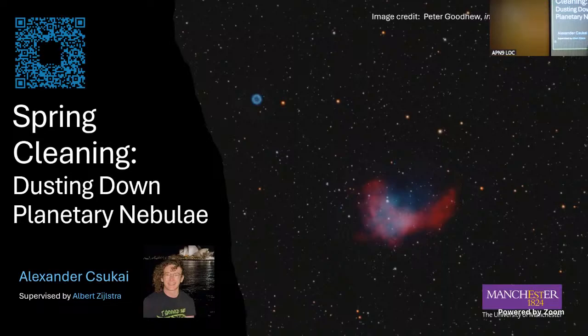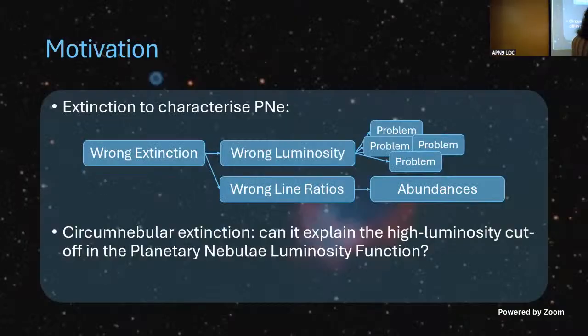It mostly looks at extinctions towards planetary nebulae, and I'm going to be using Abell 20, which is this spherical PN here, to exemplify some of the problems that we've been having. The reason we care is that we really want good extinctions in order to properly characterize our PN. If you've got the wrong extinction, you get the wrong luminosity, and if you get the wrong luminosity, you've got a whole host of other problems. You don't really have a constraint on your evolutionary history, your chemical enrichment, and so on.